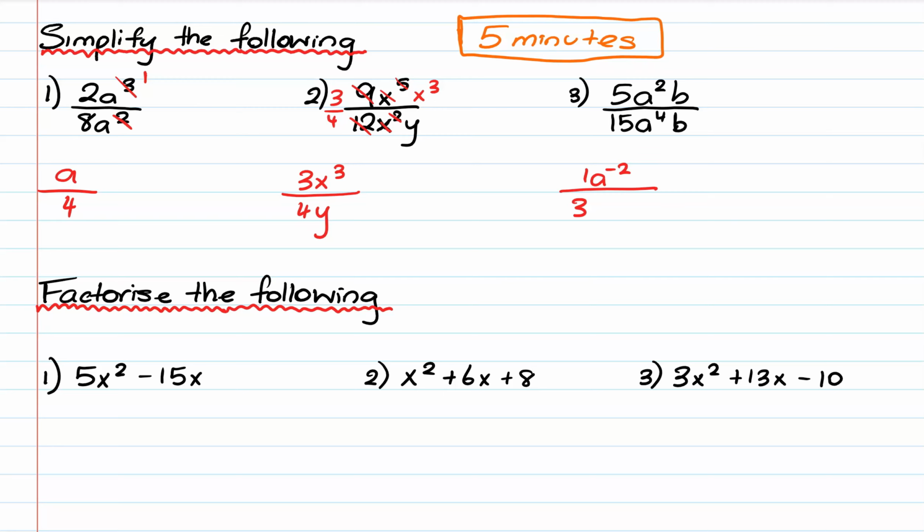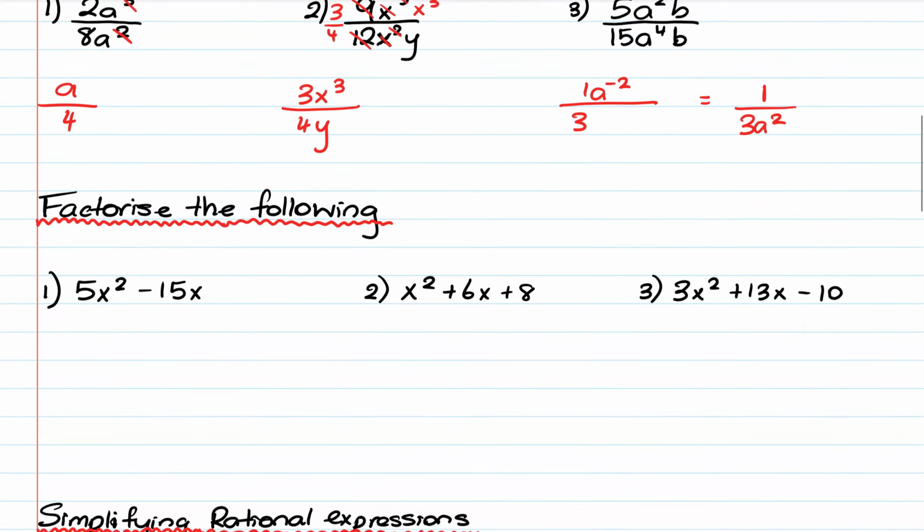Now if we simplify this, we don't like negative exponents. So we can write this as 1 over 3a squared. If you've got a negative exponent up top, you can bring it down and it becomes a positive exponent. So we don't like writing negative exponents, that's why we write it as 1 over 3a squared. Cool. Let's look at the factorizing one.